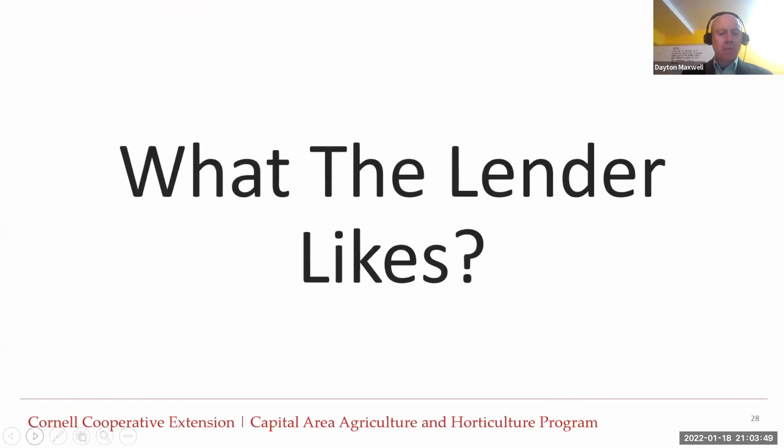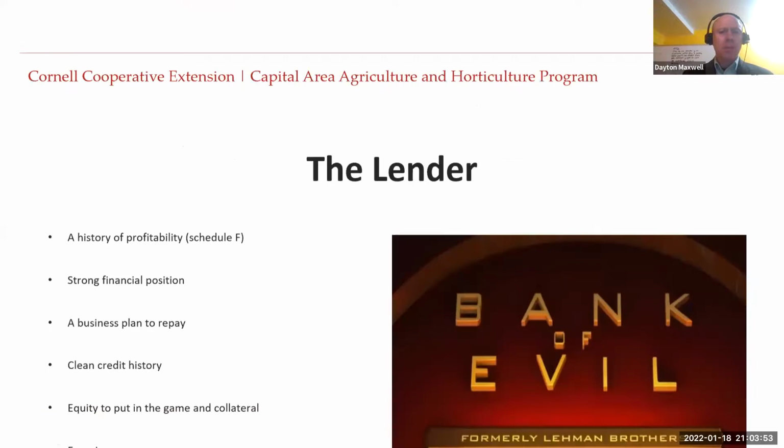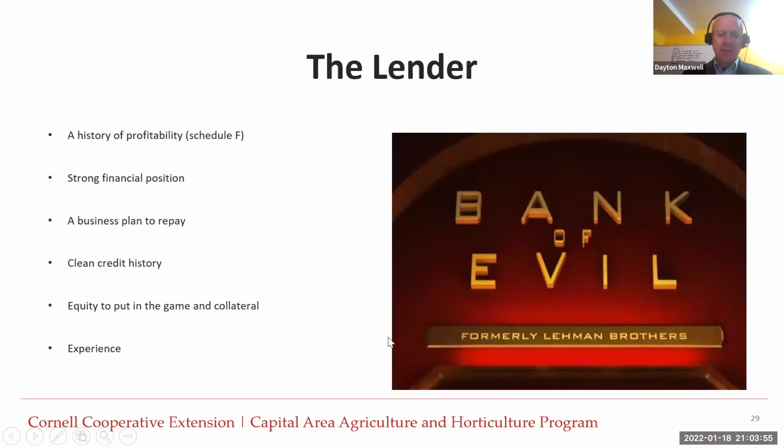So just a couple words. If you're working with a lender, what does a lender look for? This is from the movie Despicable Me, which is probably 10 years old now, and I just fell over when I saw this. The main character goes to get some money so he can commit a grand theft, and says Bank of Evil, formerly Lehman Brothers. And if you know, in 2008, they disappeared. So that's quite funny, I thought.